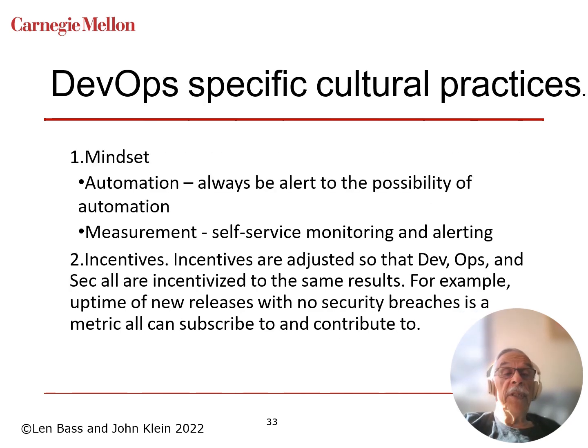But there are some specific DevOps practices that are different than Agile. One is the mindset. If you're a DevOps person, you're always looking for the opportunity to automate something. I did this twice already, and I had to do it manually. Shouldn't I write a script to do this? And so you're looking for automation and you're looking for monitoring and alerting. So DevOps thinks about monitoring. How are we going to monitor what we're doing? How are we going to alert if there's a problem?